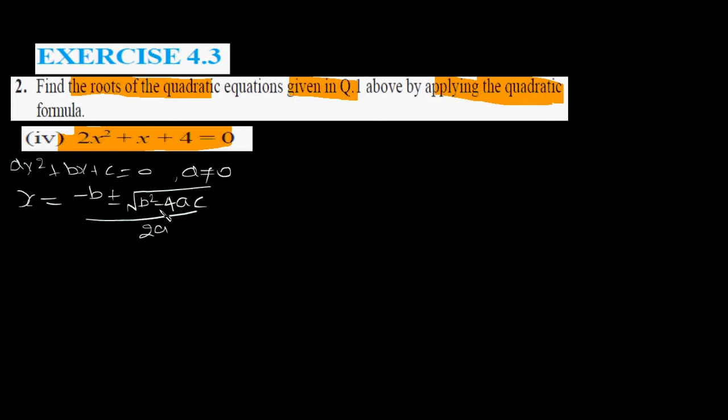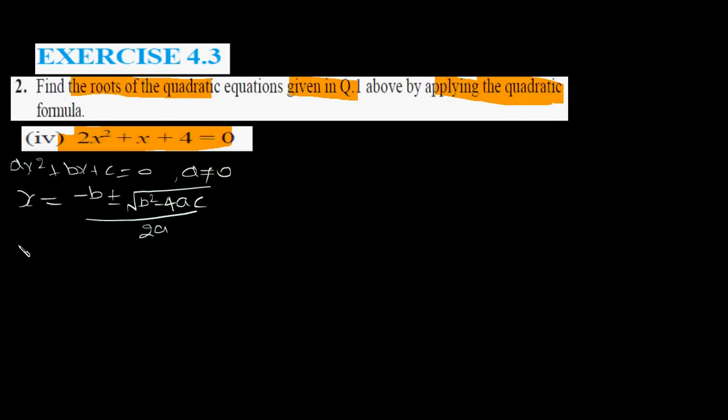The expression which is under this square root is called the determinant d. If this value is less than 0, then the roots of the quadratic equation do not exist, and if it is greater than or equal to 0, then the roots of the quadratic equation exist. Okay, so now let us compare our given equation with the standard quadratic equation.